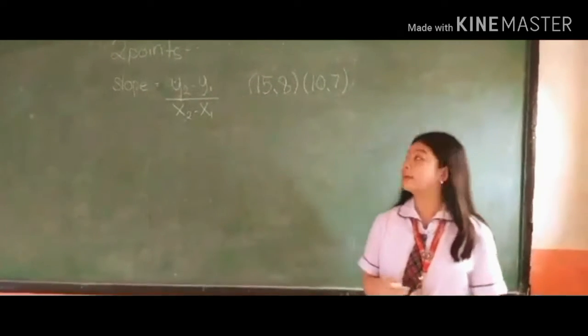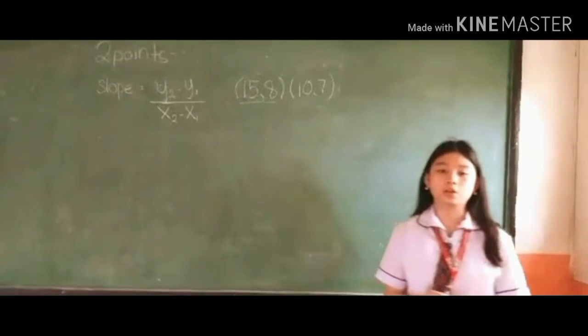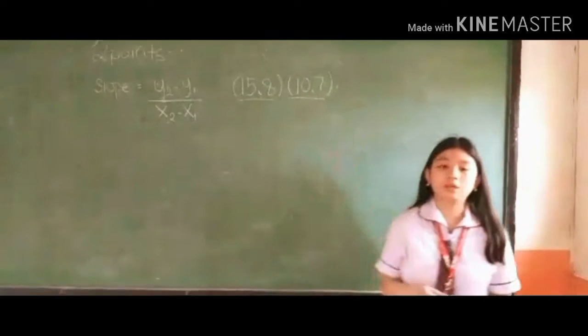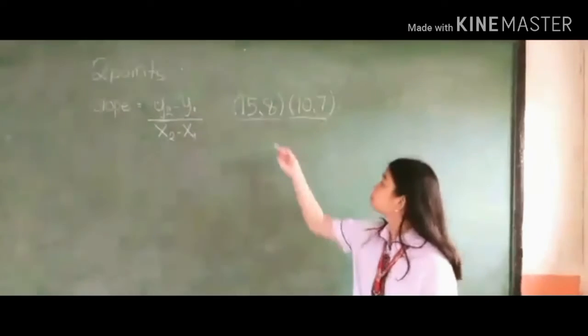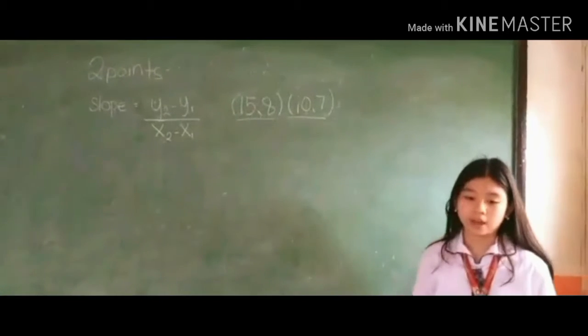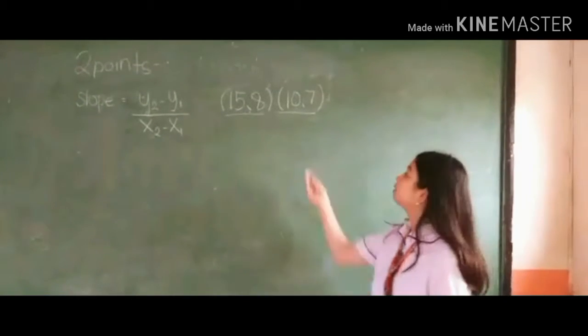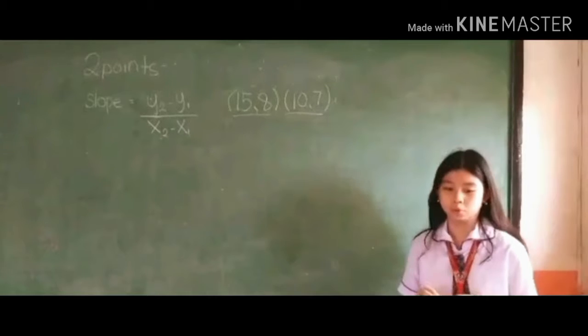So, let's take (15, 8) to be our x2 and y2, and let's take (10, 7) to be x1 and y1. Or let's take (15, 8) to be our x1 and y1, then let's take (10, 7) to be our x2 and y2.